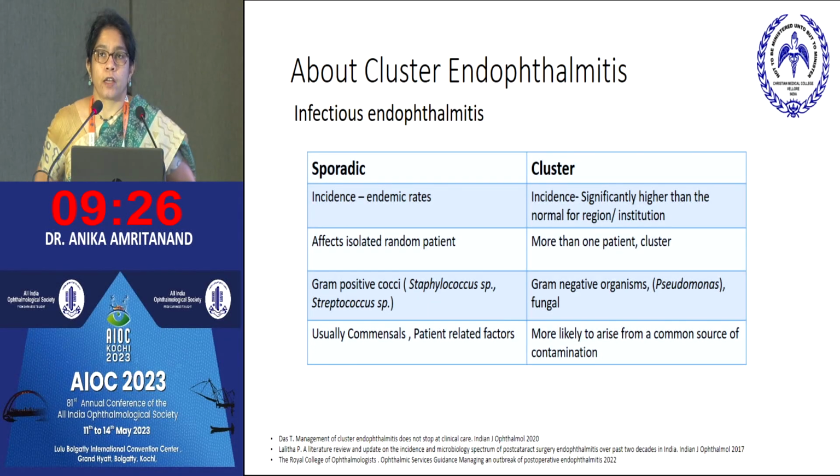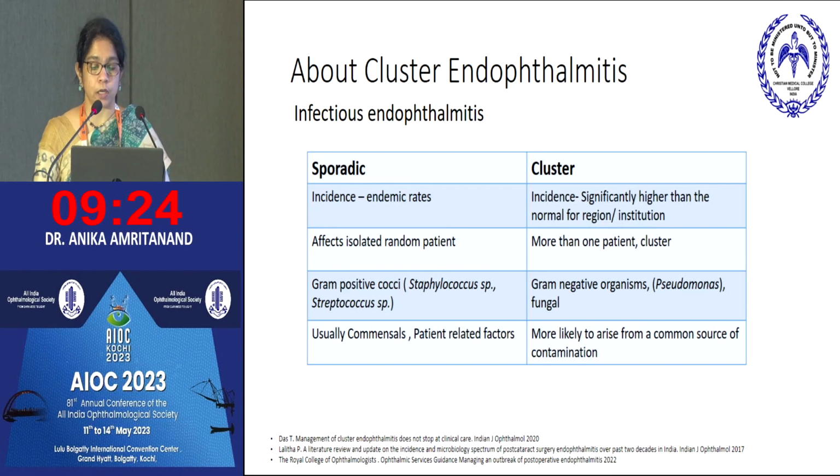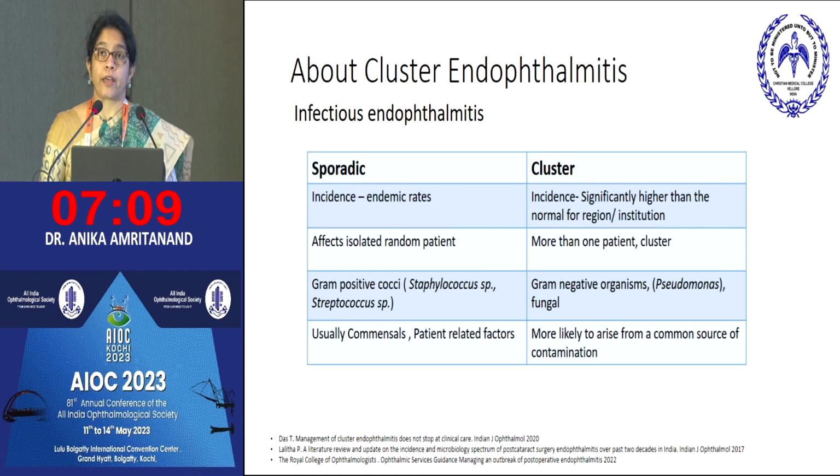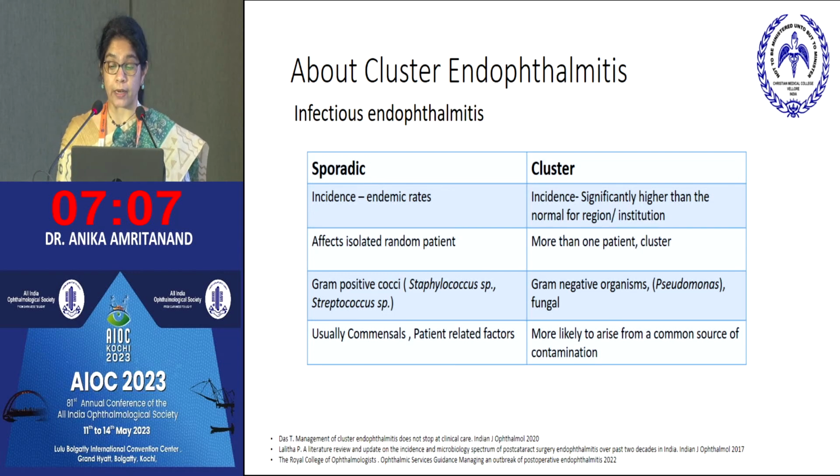So cluster endophthalmitis usually arises in an OT, or sometimes not even an OT circumstance, because of a common source of contamination. It occurs in more than one patient in an incidence which is much higher than the normal sporadic incidence. The organisms are mainly gram-negative or fungal, as compared to sporadic cases where the commensals or patient-related factors are most common.